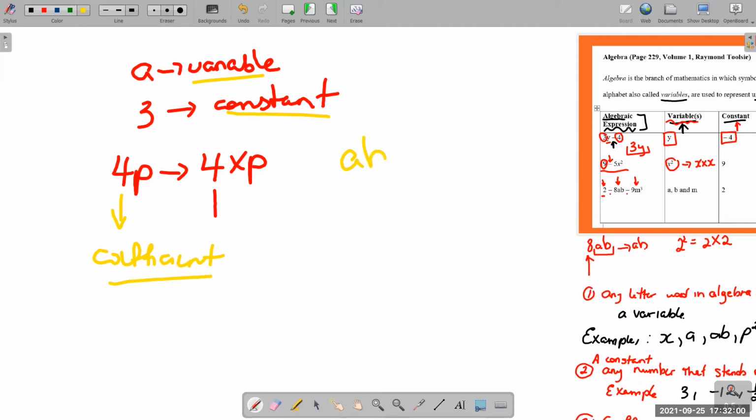Similarly, if you see a term AB, that simply means A times B, because there's a rule that suggests whenever you multiply two variables, you just join those variables together in alphabetical order.